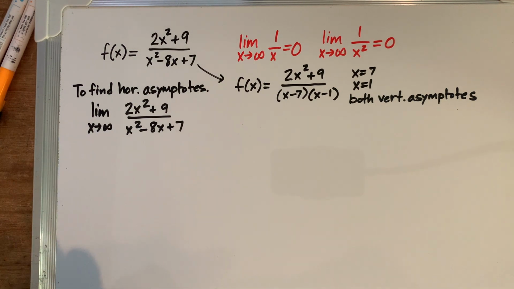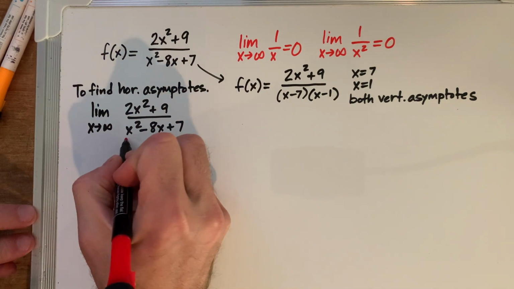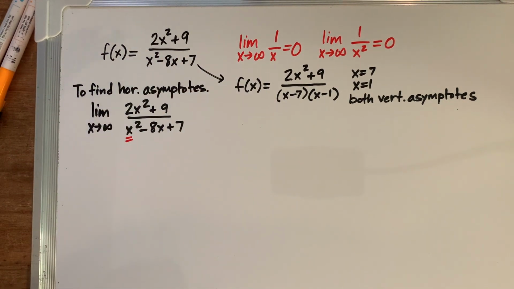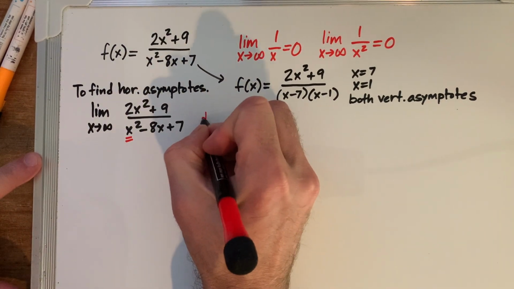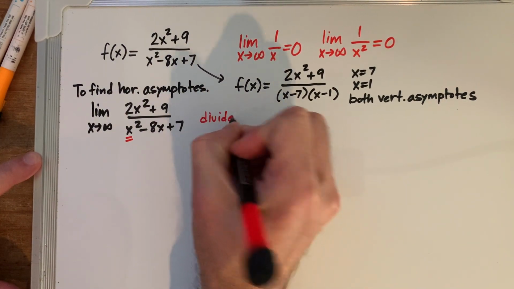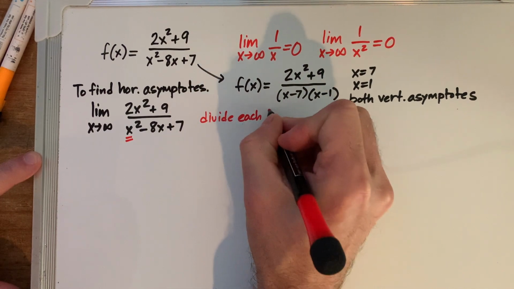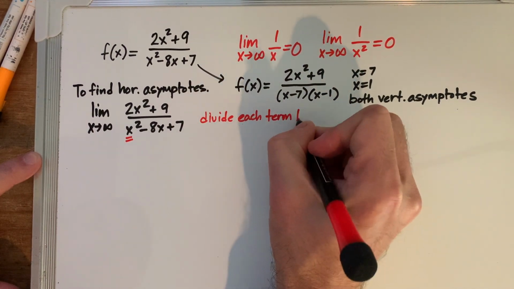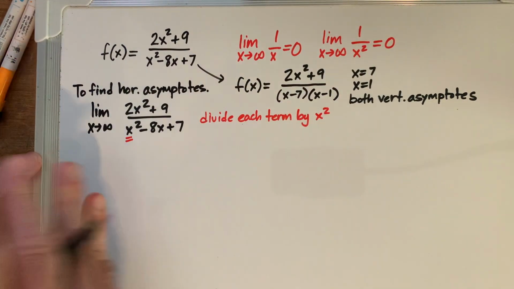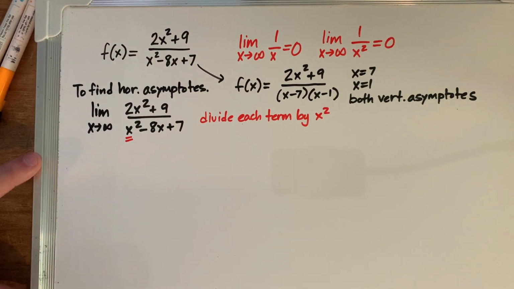I'm going to look at this x squared as the highest degree in either the numerator or the denominator. And what I'm going to do is divide each term by x squared. Now, if I had an x cubed floating around in there somewhere, I'd divide everything by x cubed. Whatever the highest degree is, that's what I'm going to work with.